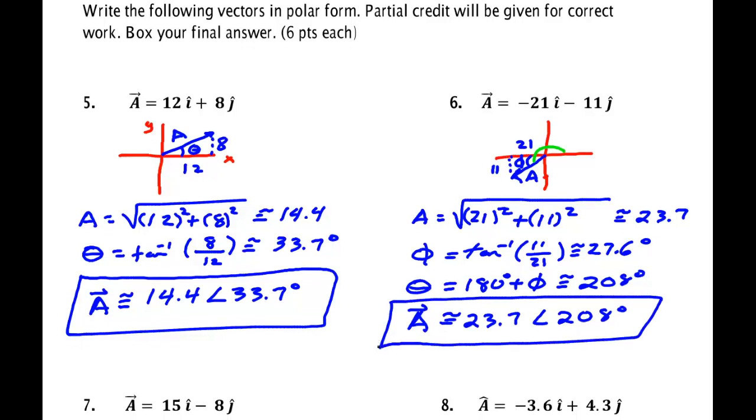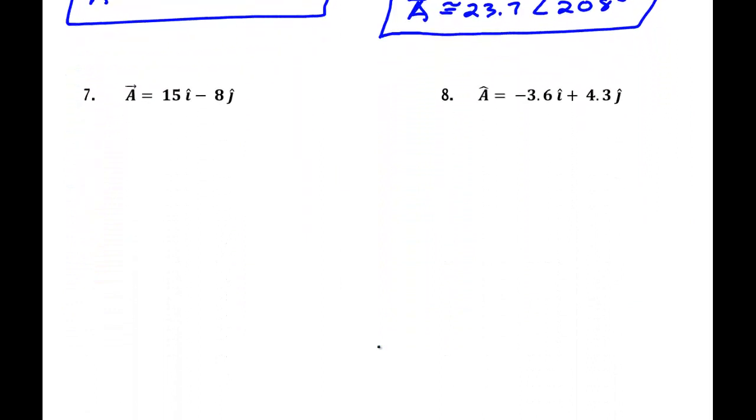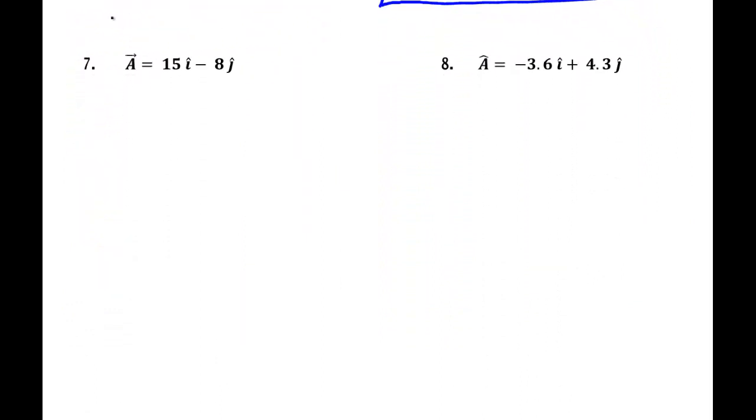Problem number 7. All right, problem number 7, we draw an axis again. In fact, as long as I'm at it, I might as well draw a couple of them. There's X, there's Y, there's X, there's Y. All right, I'm looking at going over 15 and down 8, so I'm over here somewhere. And this is 8, this is 11, and this is phi.